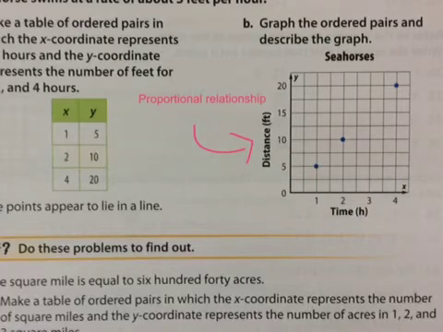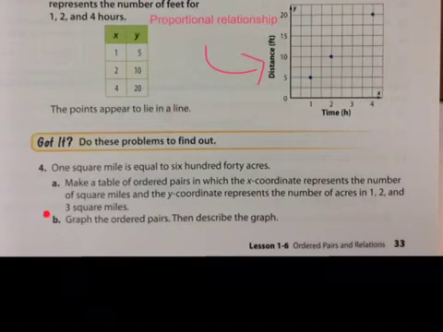Okay, continuing with the questions. I will do these with you. I'll show you my answer from the text so that you copy it down and you get an idea of how to do it when you do it on your own. 1 square mile is equal to 640 acres. So that's 1 square mile is 640 acres.